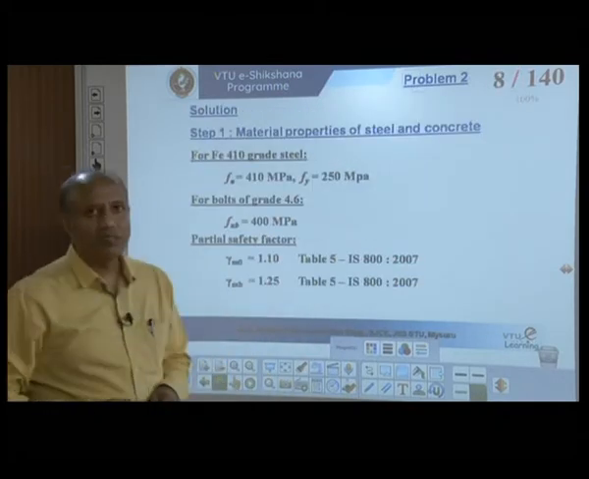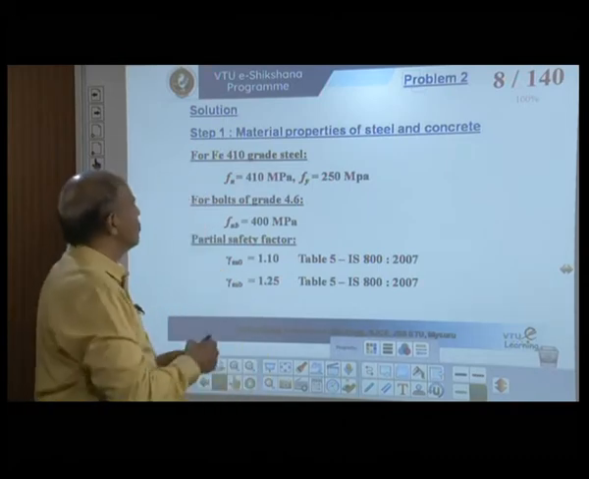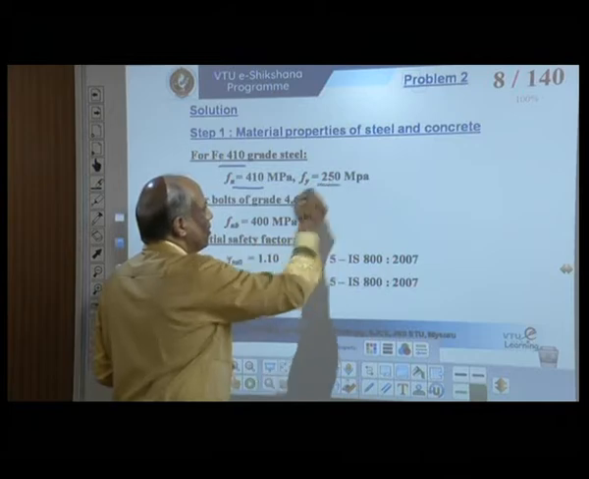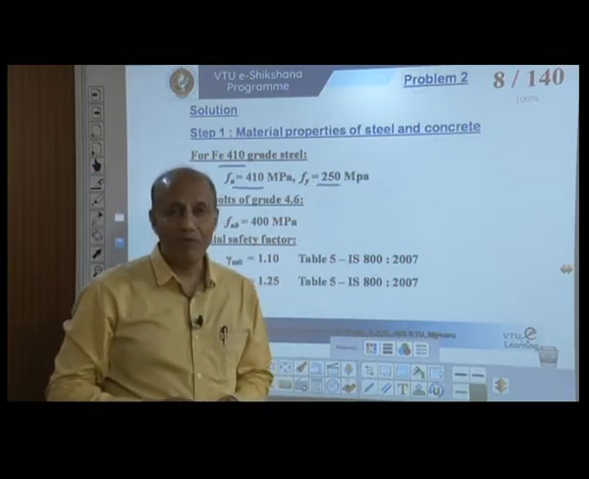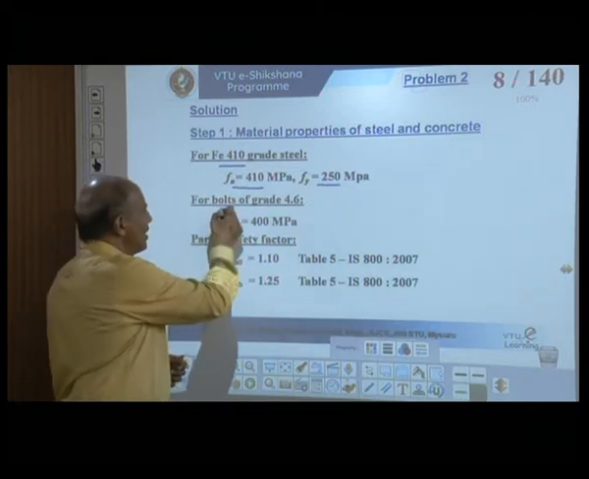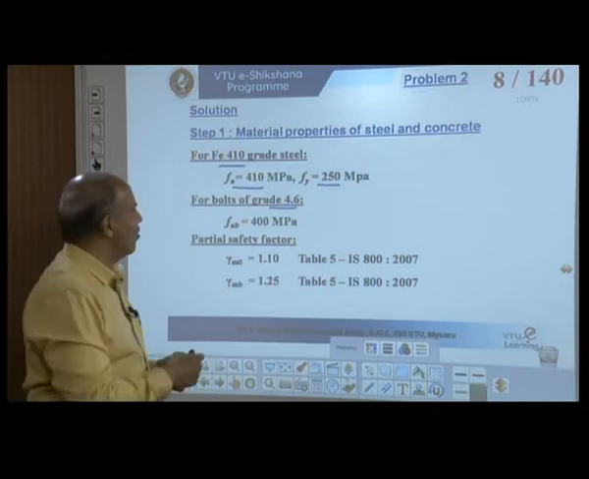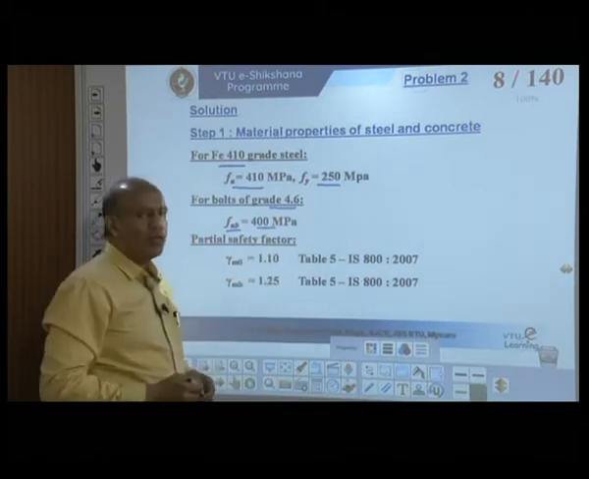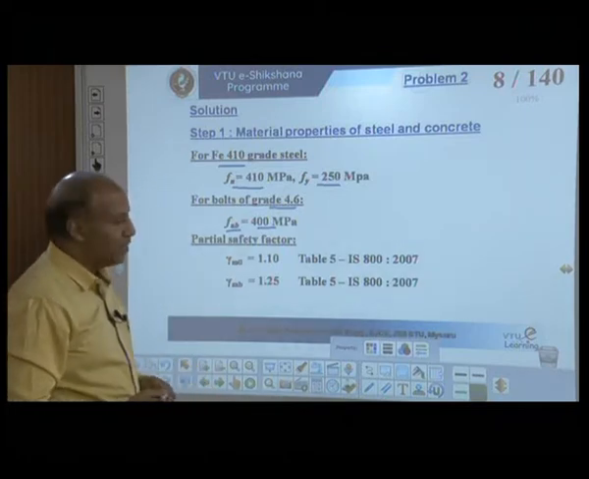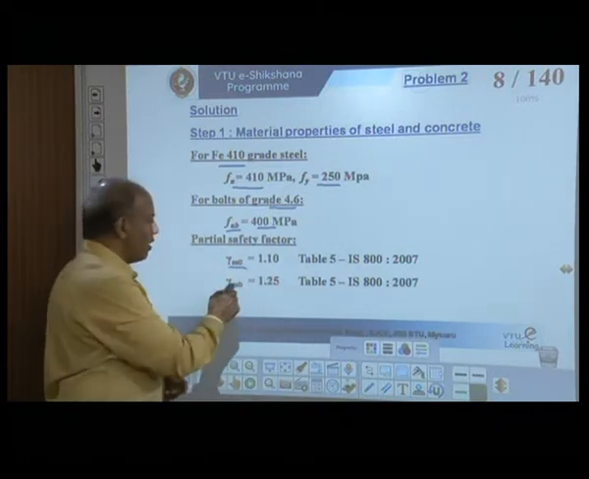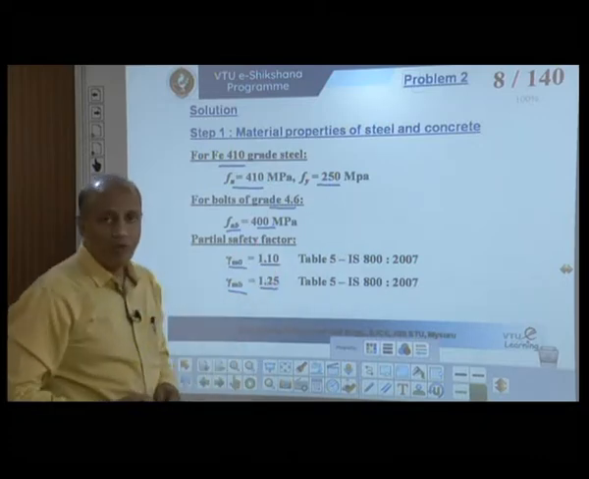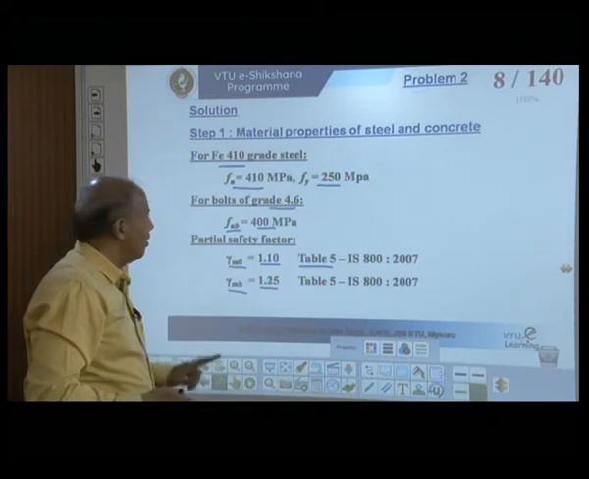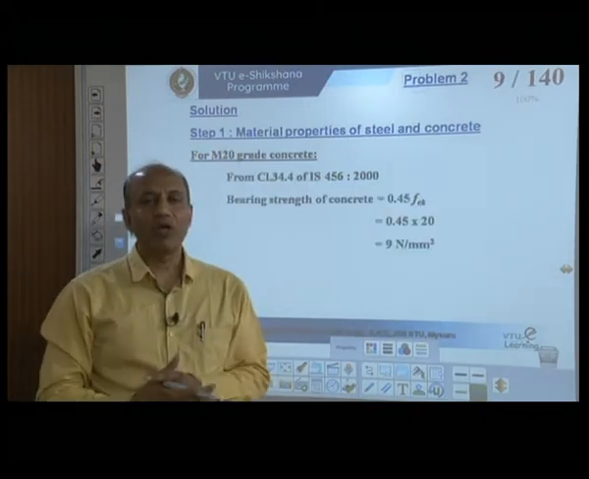Now, let us talk about some important details that are given here. Regarding the grade of steel, it is 410, for which the ultimate strength and the yield strength are assumed to be 410 and 250 megapascals. As we understand, we have bolts of grade 4.6, for which the value of fub is taken as 400 megapascals. Coming to the partial safety factors, we have gamma m0 and gamma mb, whose values are 1.10 and 1.25, which are given in table 5 of IS 800:2007.